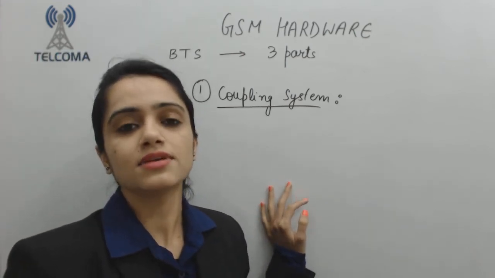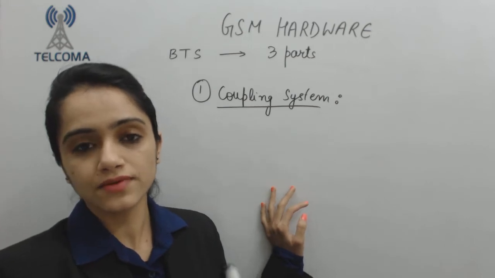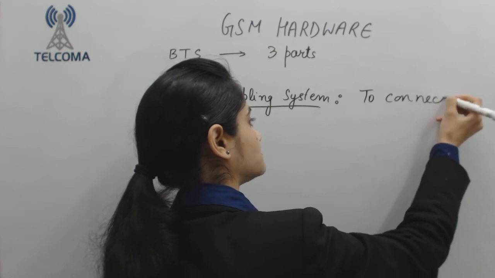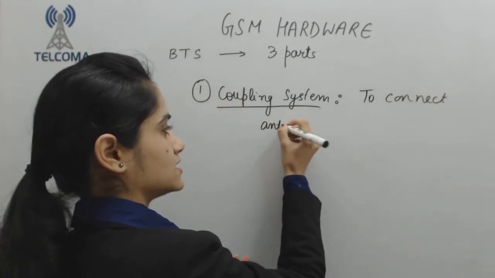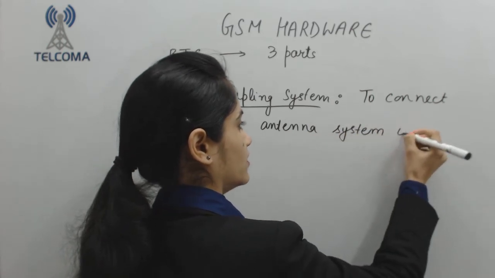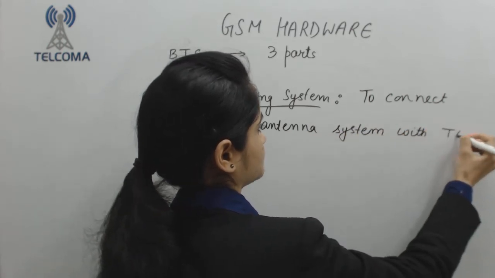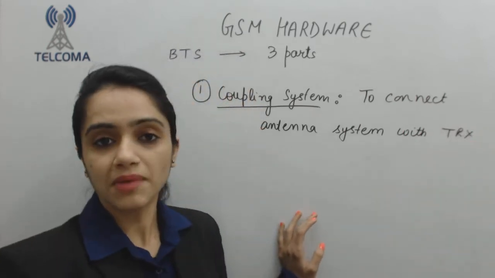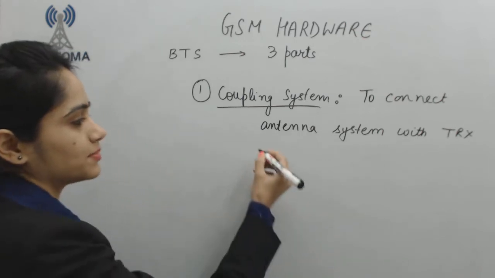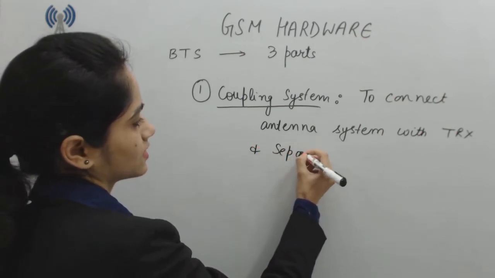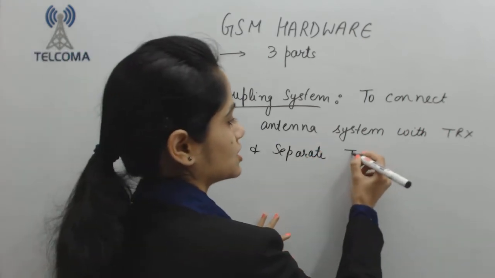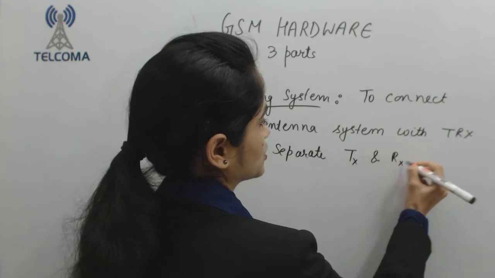Now this coupling system is required to connect the antenna system with the TRX. So I can connect my antenna with the cards. The cards are the TRX cards, and we can separate the transmission and reception path with the help of this system, the coupling system.